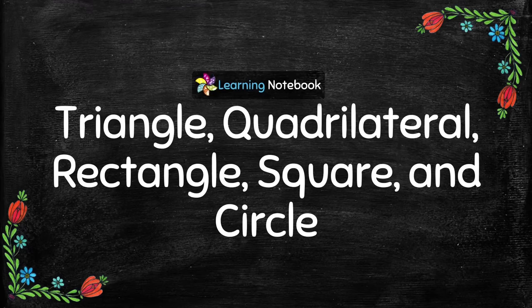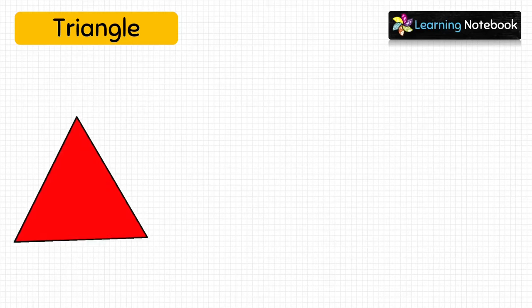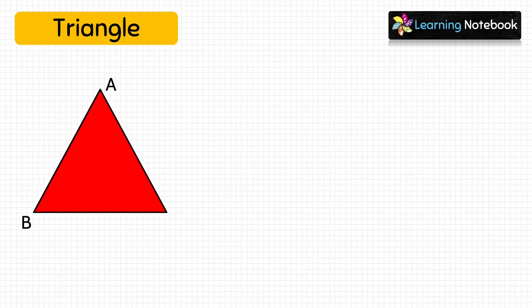Now let's move to our next topic, triangle, quadrilateral, rectangle, square and circle. First, let's understand what is a triangle. A figure formed by three line segments is called a triangle. Look at this figure. It is formed by three line segments. So it is a triangle. We will call it as triangle ABC.